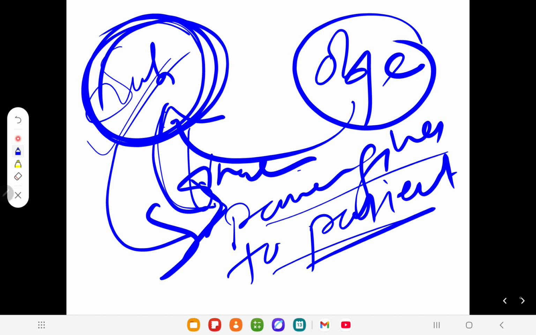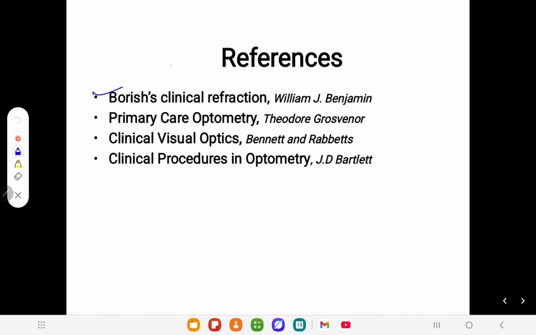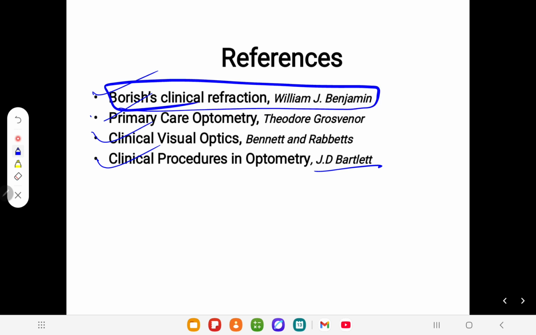So today's references are Borish, Primary Care Optometry, Clinical Visual Optics, and Clinical Procedures in Optics by J.D. Barrett. These are the four references, and my favorite of all time is Borish. So I will start the next presentation on subjective refraction, definitely monocularly, then binocularly. Cheers.